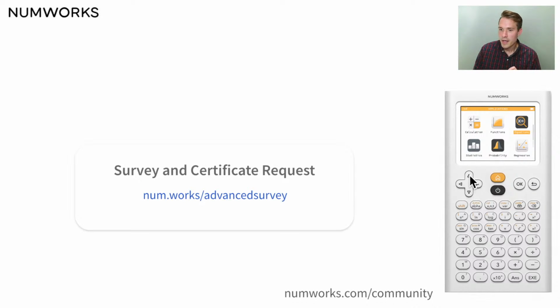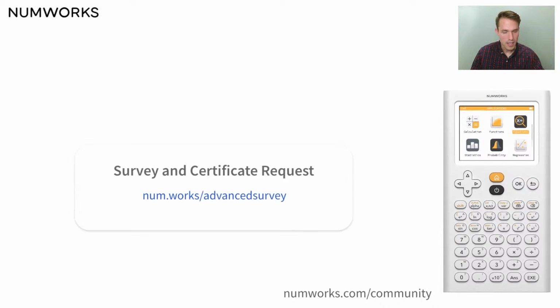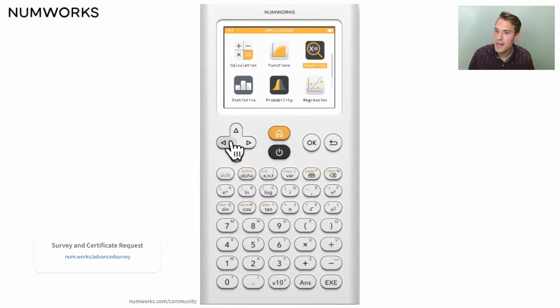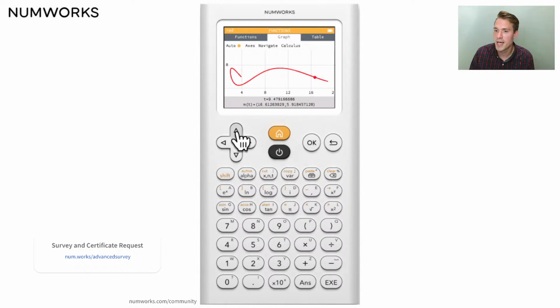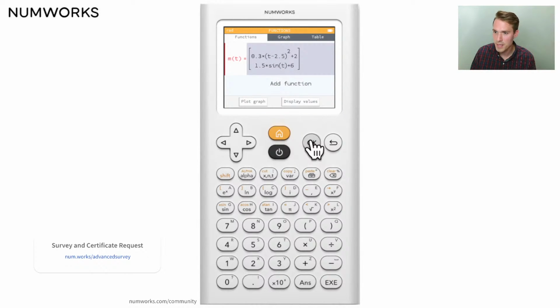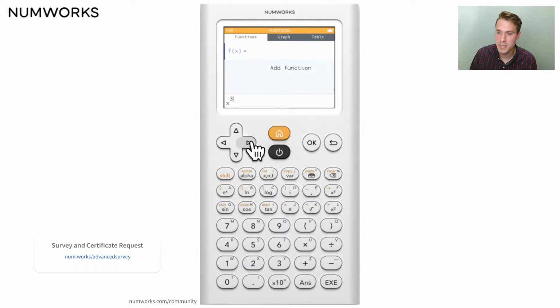So yes, we do not have a specific second derivative operation, but we could find the derivative of a derivative. So if I were to do this, let's go back to my functions tab. Let me remove this and let's just add a new function. Let's do x cubed this time, minus 6x. So I've got a function here.